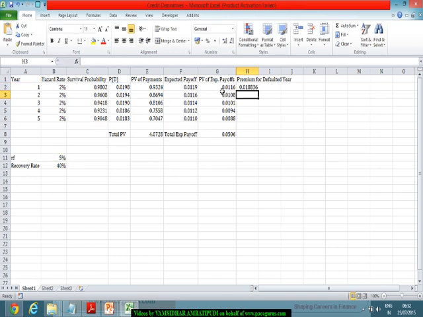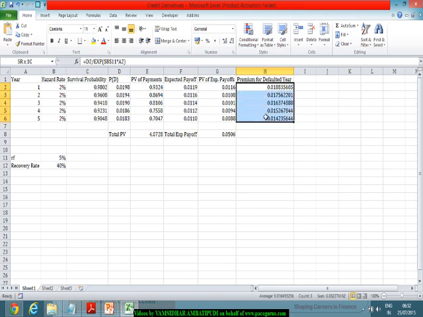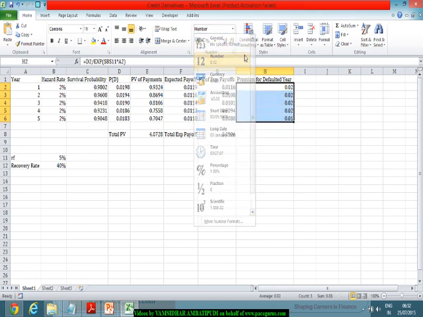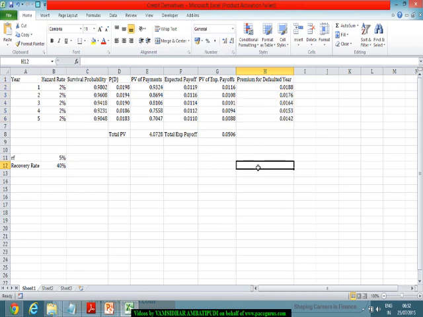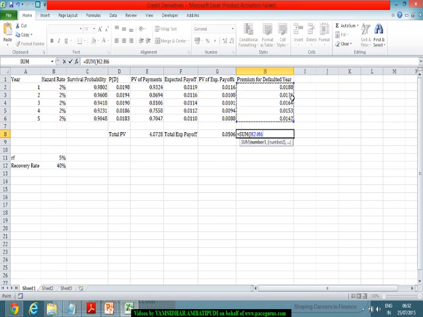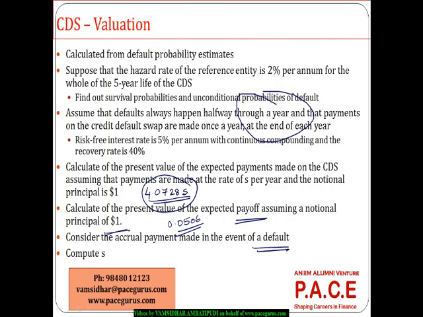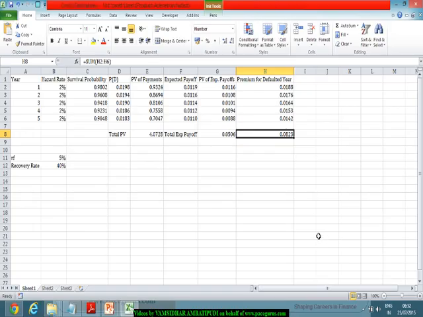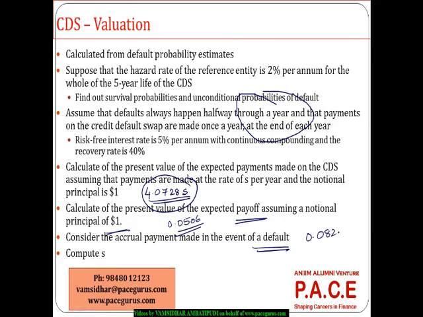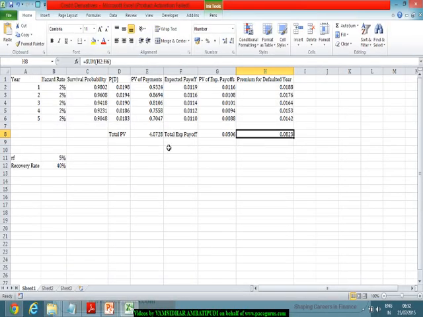So the premium for the defaulted year is working out to this much, right? Because in that year of default also the payment needs to be made, which means that summation is coming out to around 0.0823 S. So this part, accrual payment made in the event of default, is 0.0823 S, and here it is 4.0728 S.